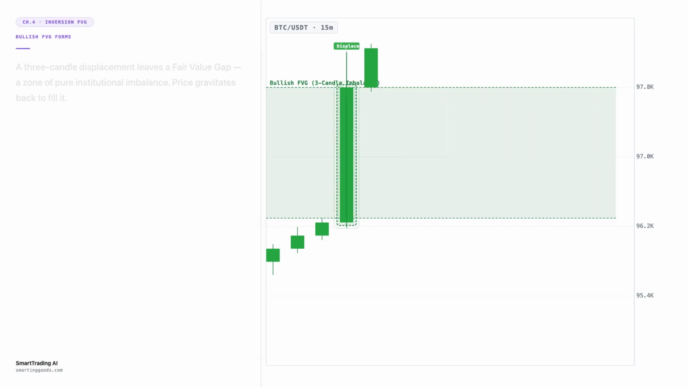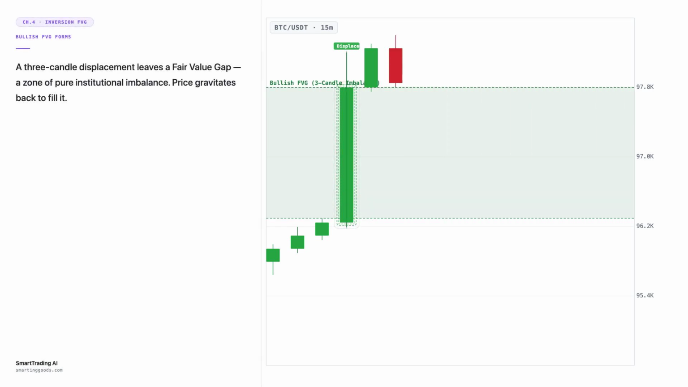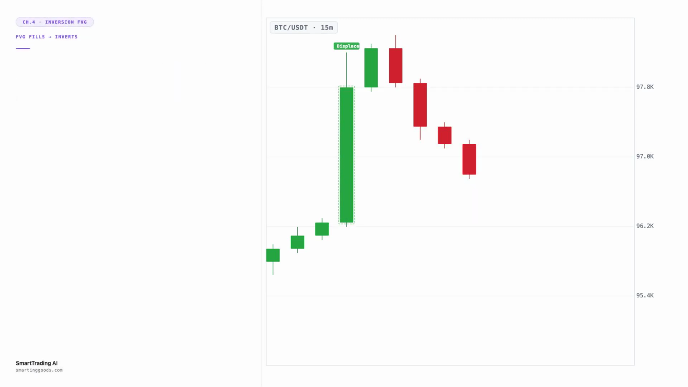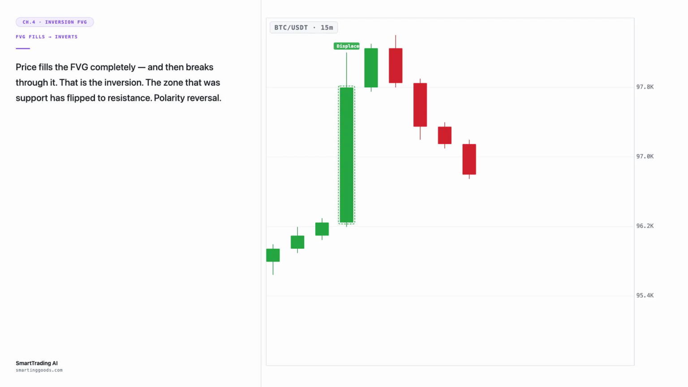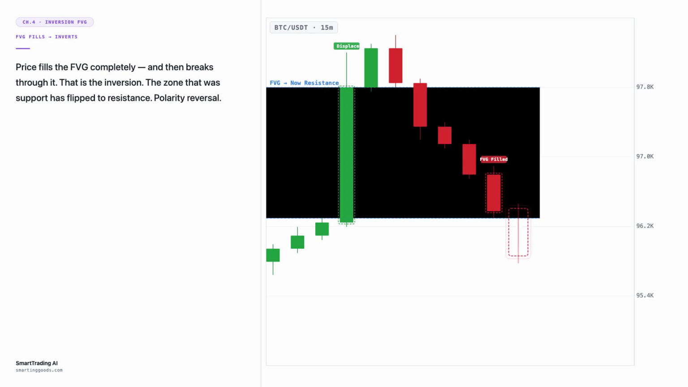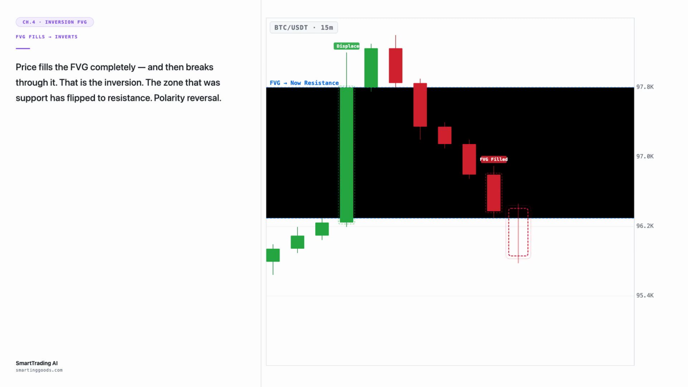A bullish FVG forms during an upward move. The 3-candle imbalance that acts as support. Price comes back, fills the gap, bounces. Normal behavior. The FVG did its job. But sometimes price returns and fills the gap, then keeps dropping right through it. This is the inversion signal. Price does not stop at the fill, it breaks through.